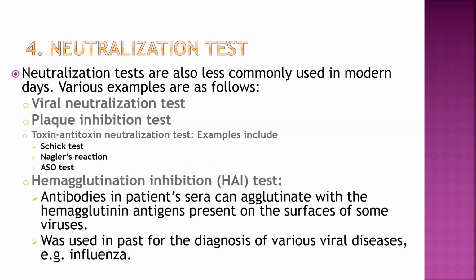Neutralization tests are nowadays not commonly used. Various examples: virus neutralization test, plaque inhibition test, toxin antitoxin neutralization test. Examples: shake test, Nagler reaction, ASO test, hemagglutination inhibition test. Antibodies in patient sera can agglutinate with the hemagglutinin antigens present on the surface of some viruses. It was used in the past for diagnosis of various viral diseases. Example: influenza.